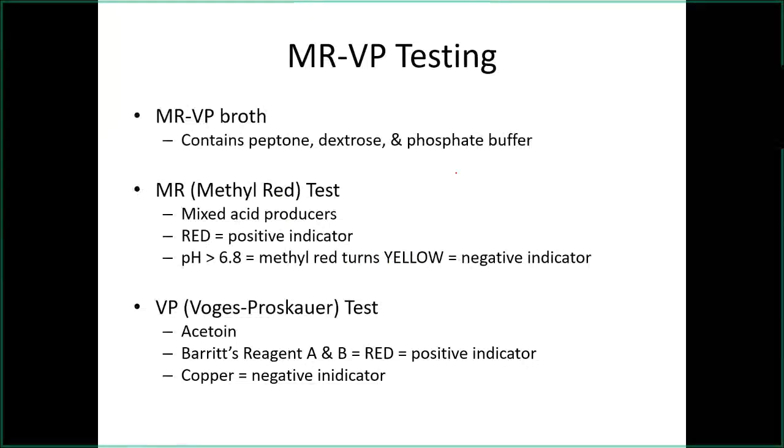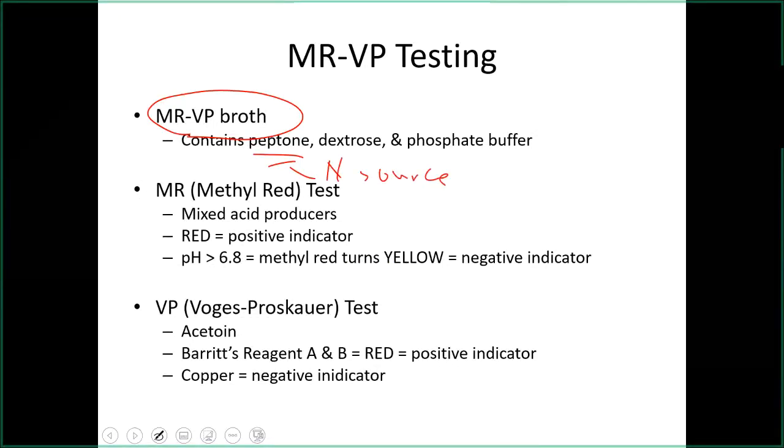Now we've got the MRVP testing, and this uses a special broth. It's really not a whole heck of a lot different than nutrient broth. It contains peptone, which is a source of nitrogen. That's always going to be present in nutrient broth, any kind of broth. Dextrose is a carbon source. That's glucose, carbon and energy source. And then we've got a phosphate buffer, and all that does is keep the pH regulated to prevent it from shifting up and down and affecting the quality of the results.